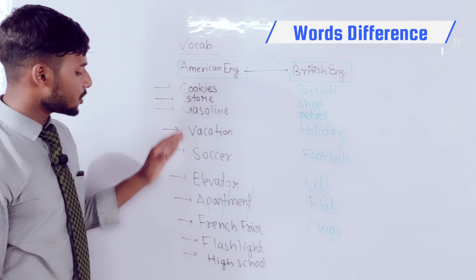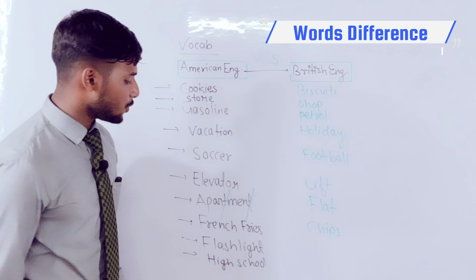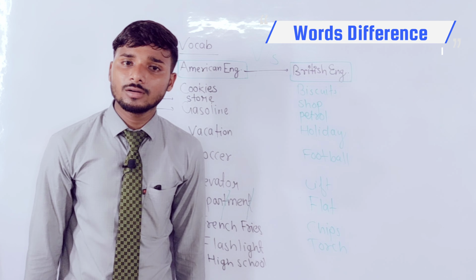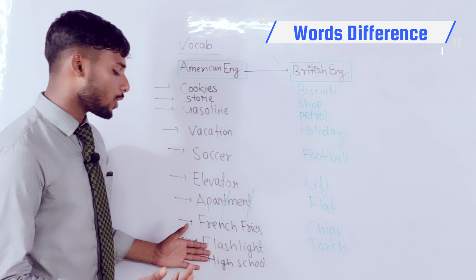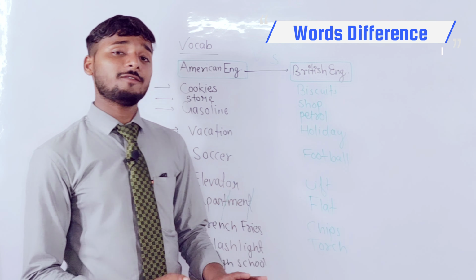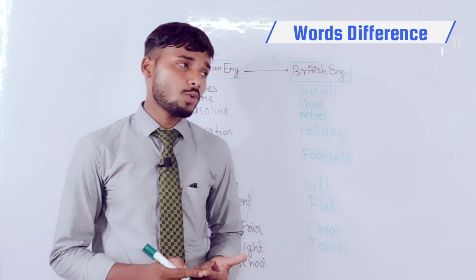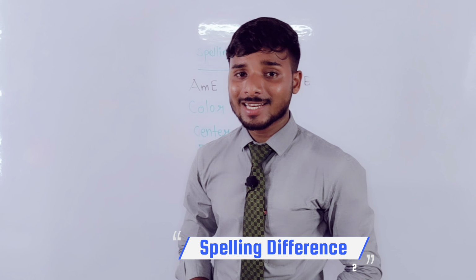Flashlight. We call it flashlight in American English. Hey, where is my flashlight? But in British English, we call this torch. Did you see my torch anywhere? Flashlight or torch. High school. I've done my high school in American English. But in British English, we say secondary school. Now it's time to learn spelling differences between American English and British English.